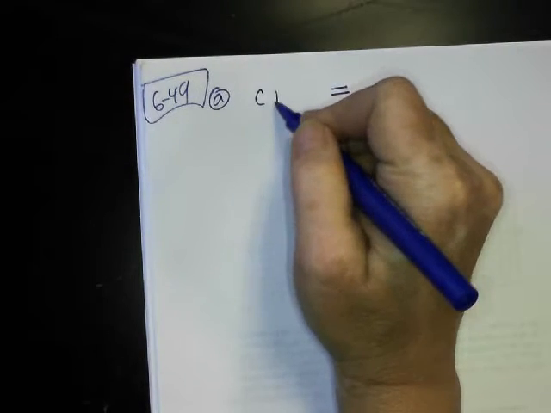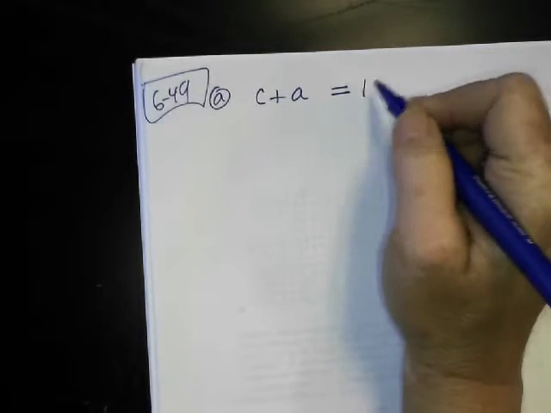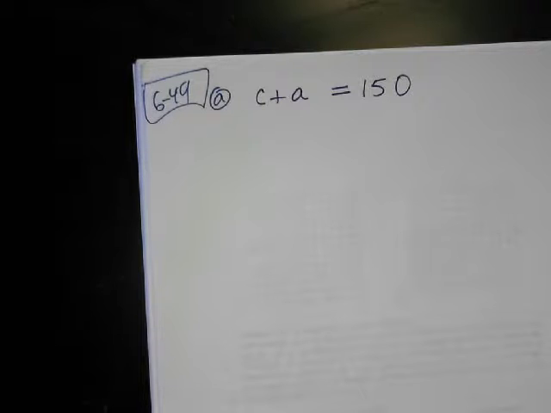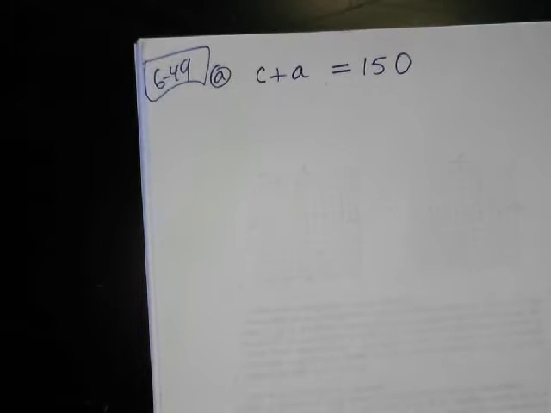Well, I put down C plus A equals 150. Well, that's perfect, yeah. So it probably was confusing because it's simpler than anything that we did in class, right? So you're probably thinking you did it wrong or something, but it was right.